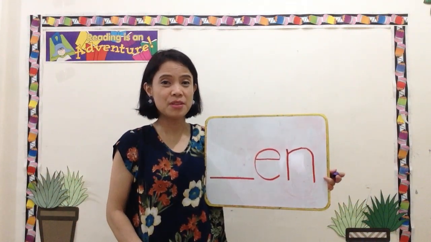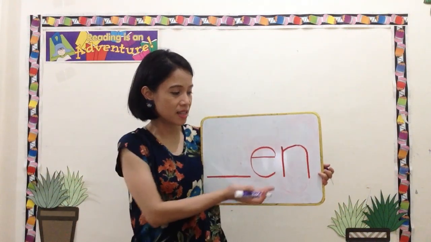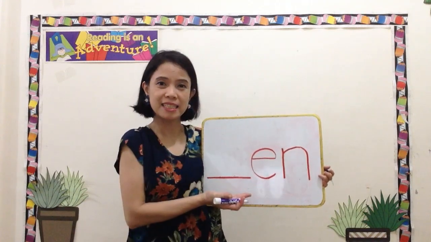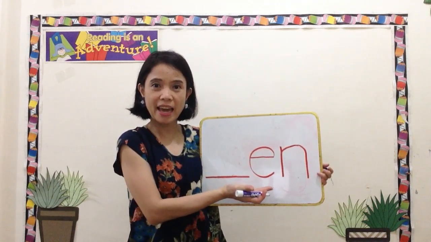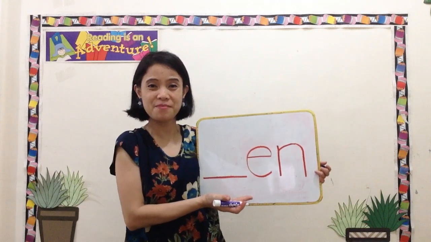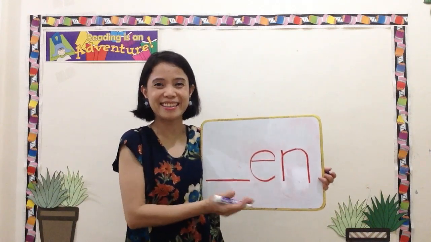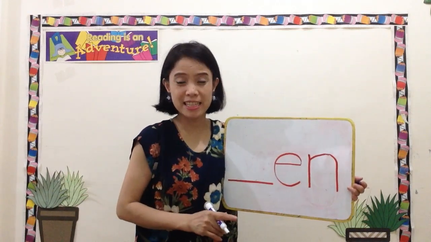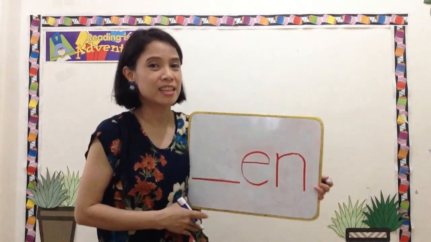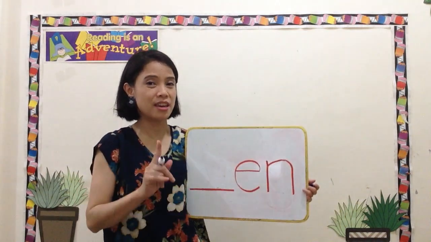Blending time. Remember, we will read -en. Can you say it again? -en. One more time. -en. Okay. Let us listen to the first sound you hear at the beginning of each word.